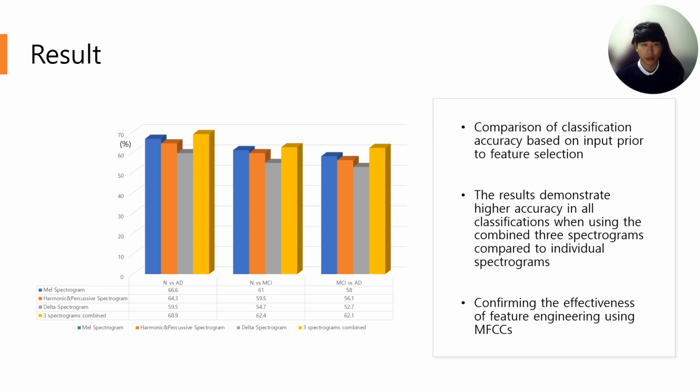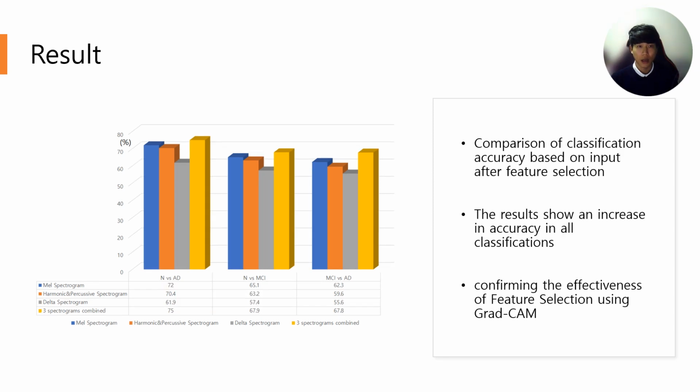This is the result. First, comparison of classification accuracy based on input prior to feature selection. The results demonstrate higher accuracy in all classifications when using the combined three spectrograms compared to individual spectrograms. It confirmed the effectiveness of feature engineering using MFCCs. Next, comparison of classification accuracy based on input after feature selection. The results show an increase in accuracy in all classifications. It confirms the effectiveness of feature selection using Grad-CAM.